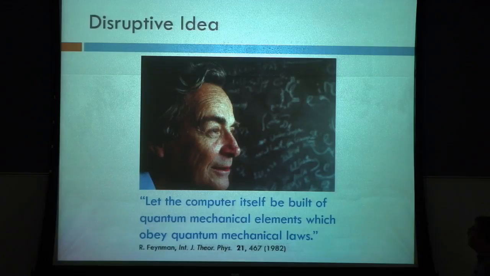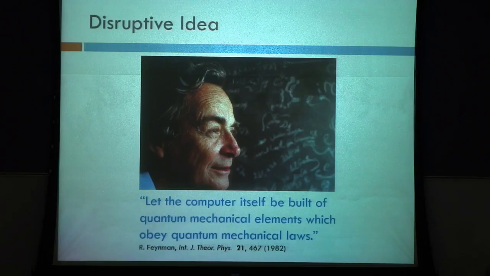So Richard Feynman had this disruptive idea in the 80s, which is why not build the computer out of quantum mechanical pieces? That would break this asymmetry. Now in the 80s, classical computers were not so good, so it's hard to imagine building a quantum computer, but it was a provocative idea and no one cared. No one cared. Maybe two or three people cared. Everyone else was like, you know, physicists get old, they have crazy ideas, we just forget about it.